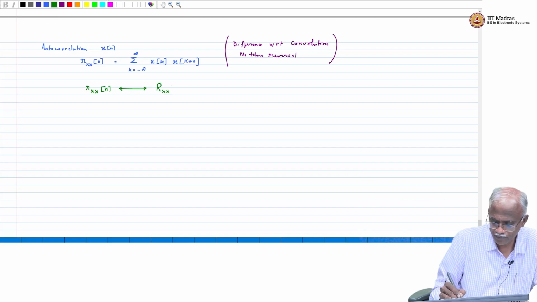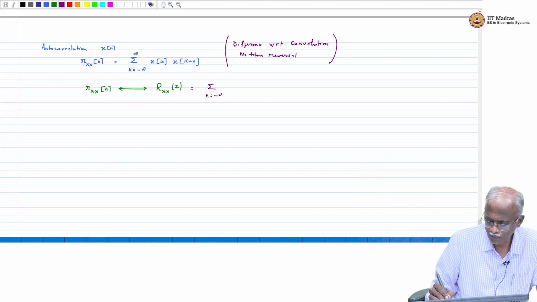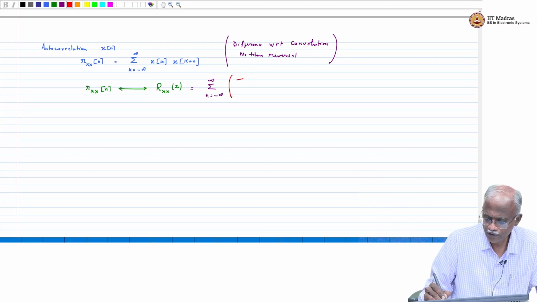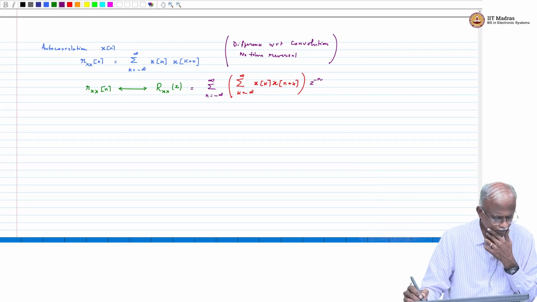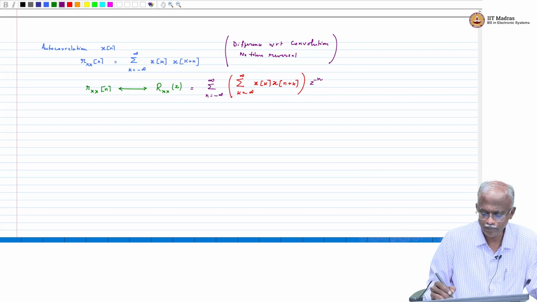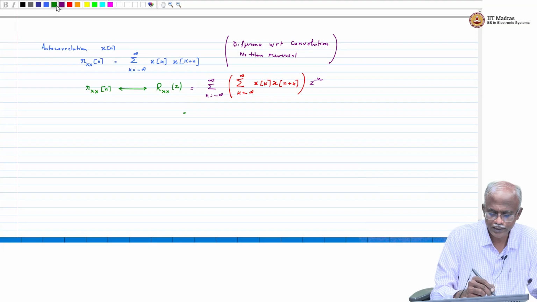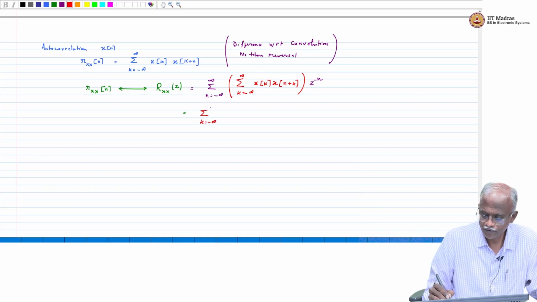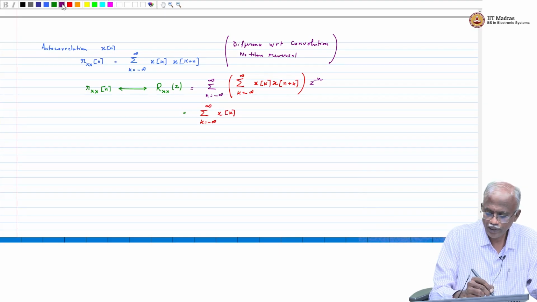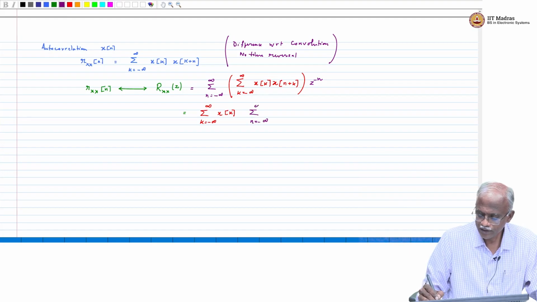We'll call that R subscript XX of Z, and we will do it in exactly the same manner. This will be summation n equal to minus infinity to infinity, and within the bracket we write the time domain expression, summation k equal to minus infinity to infinity x of k x of n plus k, and this will be multiplied by z raised to the power minus n. Do exactly the same steps, which is changing the order of summation. So it becomes summation k equal to minus infinity to infinity x of k, and the inner bracket will be summation n equal to minus infinity to infinity x of n plus k z power minus n.